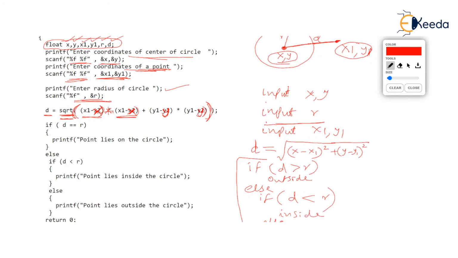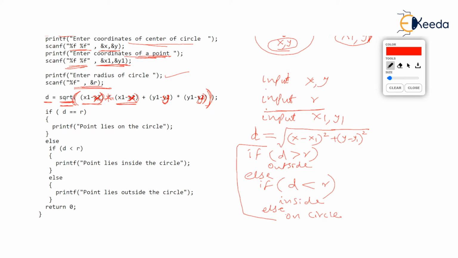Finally, we check where d lies. Is d equal to r? Then the point is on the circle, isn't it? So else if d is less than r, then the point lies inside. Otherwise, the point is outside the circle. So that's the use of nested if.